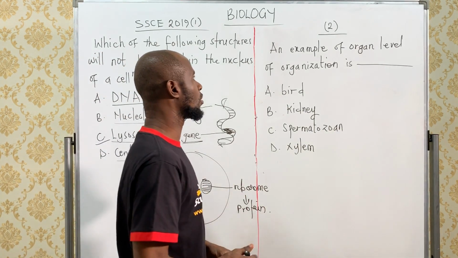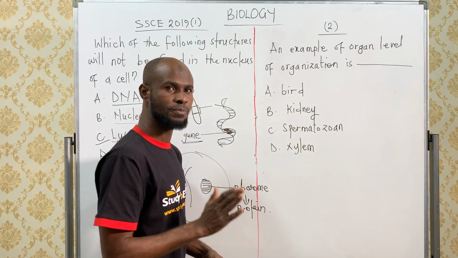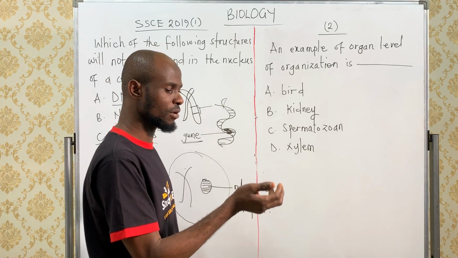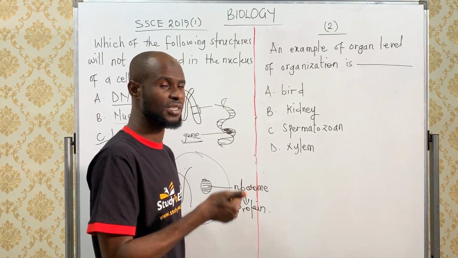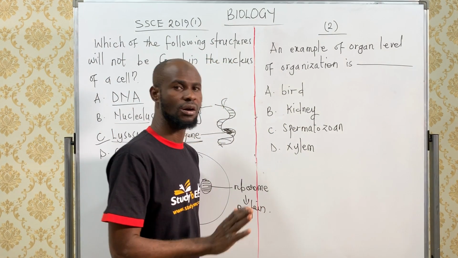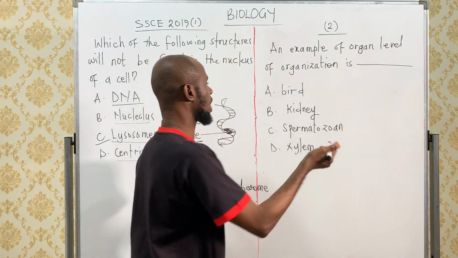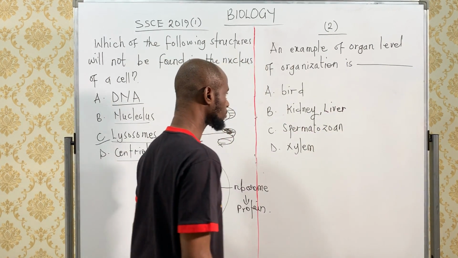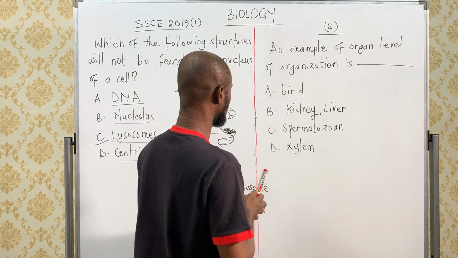Now, an example of organ level of organization is a bird? The bird is not an organ. The bird is a typical complete organism, which is formed from cell to tissue, from tissue to organ, from organ to system, from system to a complete bird. So it's not an organ. The next option is kidney. The kidney is an organ. Let's mention other organs. Yes, we have the liver. It's also an organ. So the answer here is C.